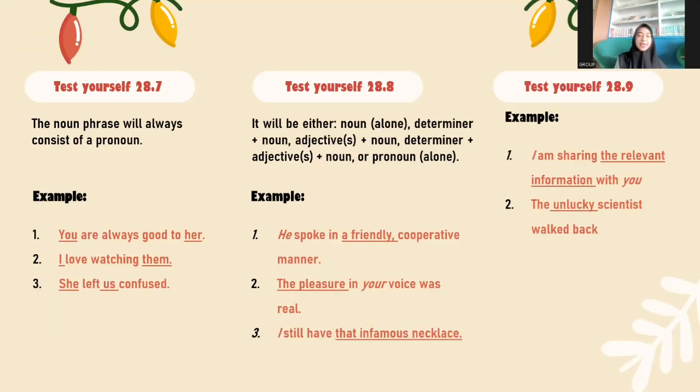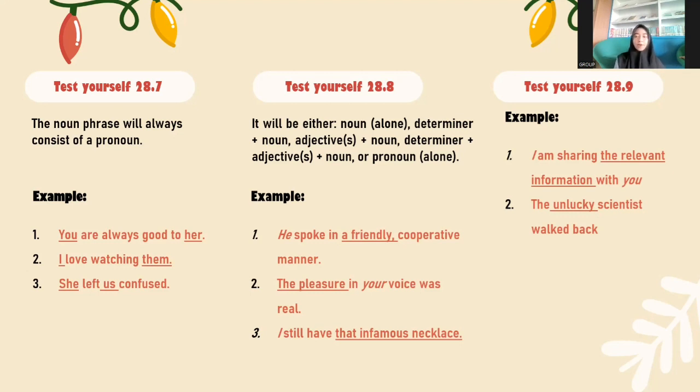Okay, next, test yourself 28.7. The noun phrase will always consist of a pronoun. Example, you are always good to hear. You is pronoun and to hear is not. And I love watching them. I is pronoun and them is pronoun. Next, she liked using confused. She is pronoun and use is not.